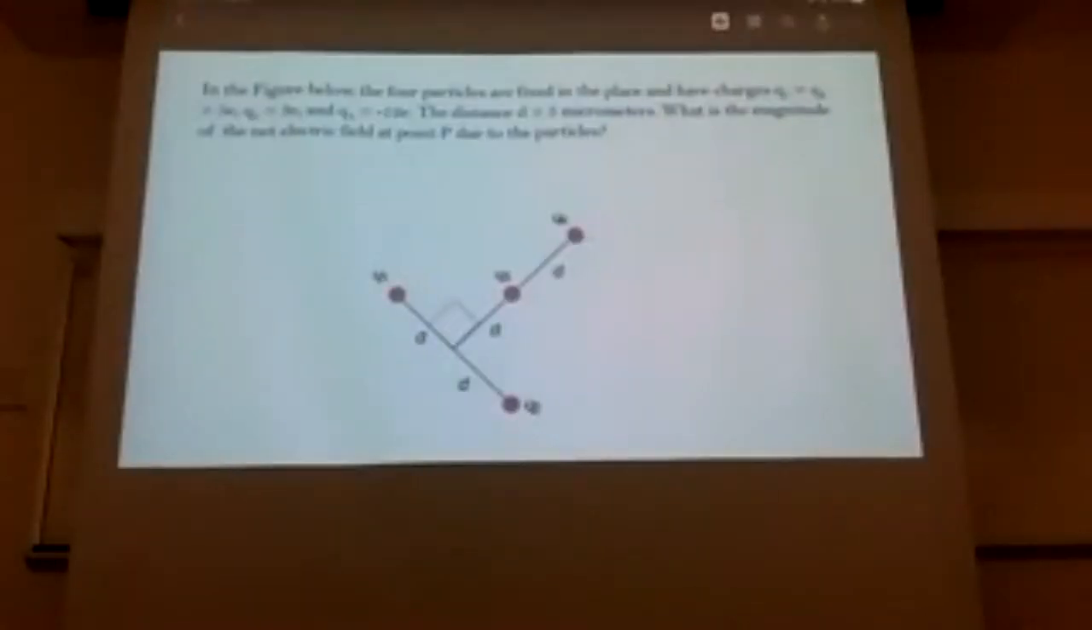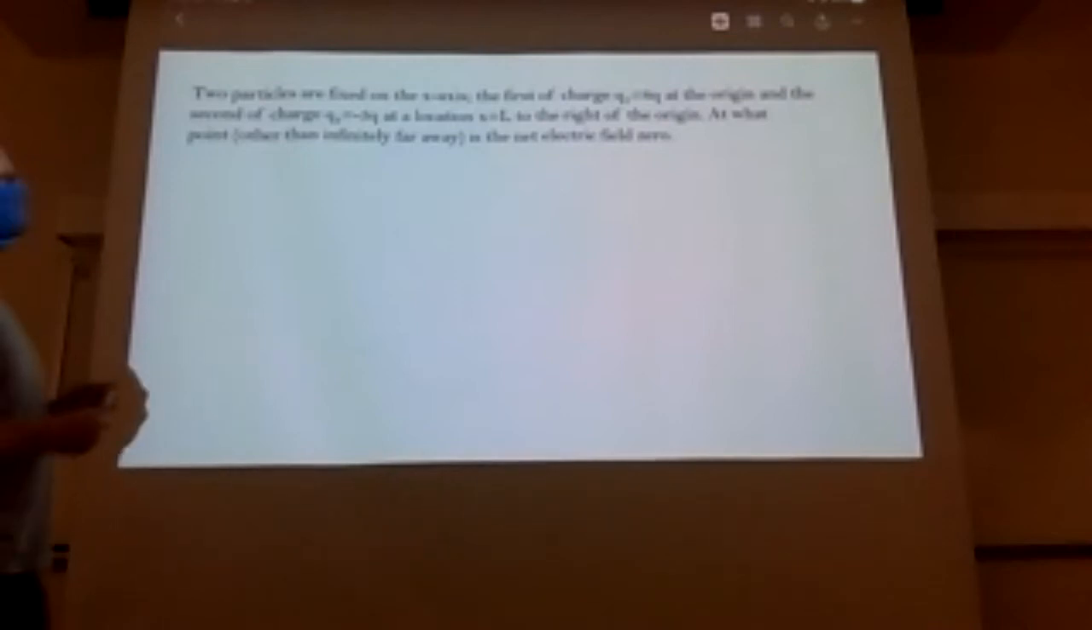So the next one then says, so 6 or 7. So this says we have two particles fixed on the x-axis. The first particle is Q1 is equal to 8Q at the origin. The second one is Q2 is equal to negative 3Q at location x is equal to L to the right of the origin. At what point other than spatial infinity is the net electric field equal to 0?